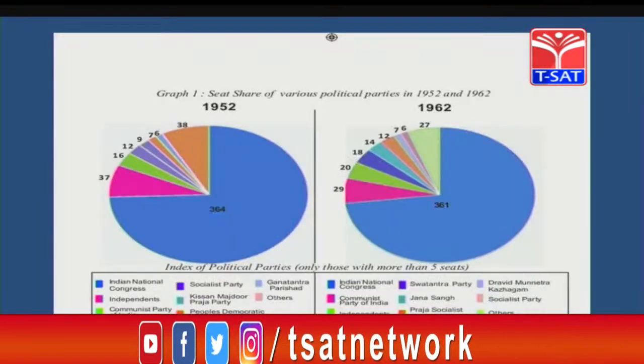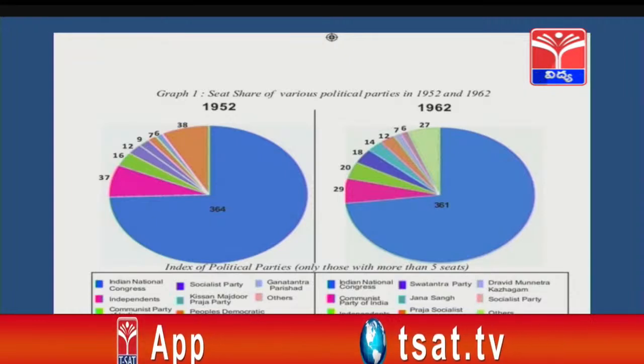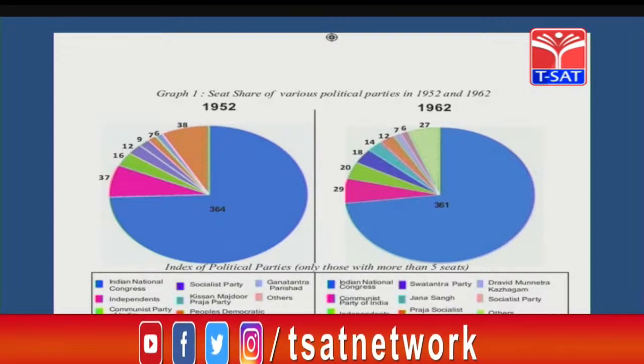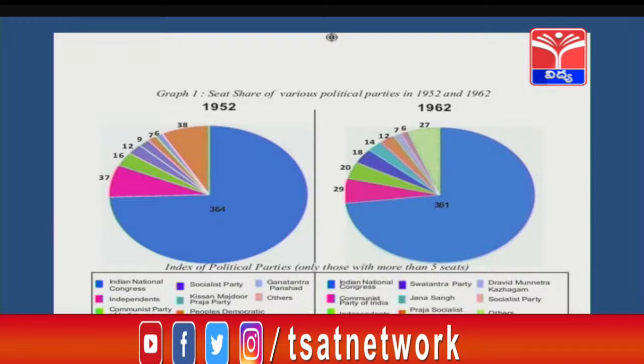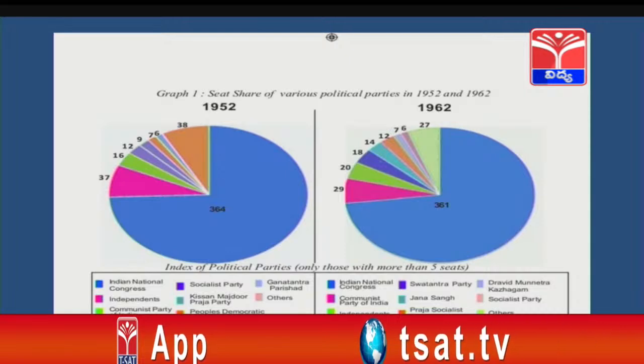On the screen you can see the pie graph showing how Congress was very successful in the 1952 elections and in the 1962 elections. The blue indicates Congress party and the pink, green, purple and yellow indicate other parties such as the Socialists, Janata Dal and Swatantra.